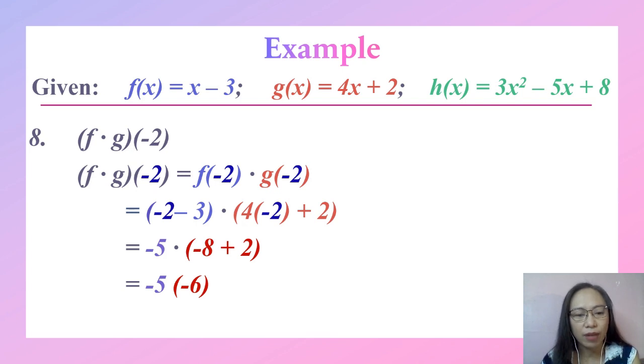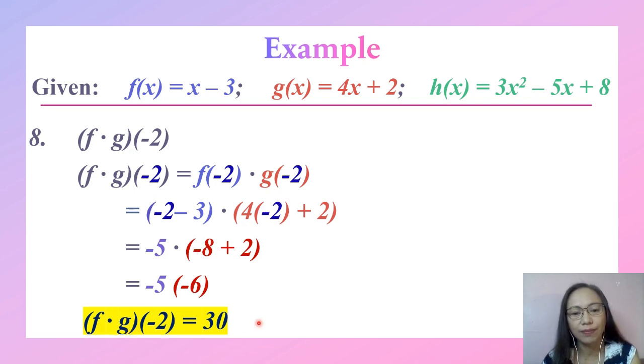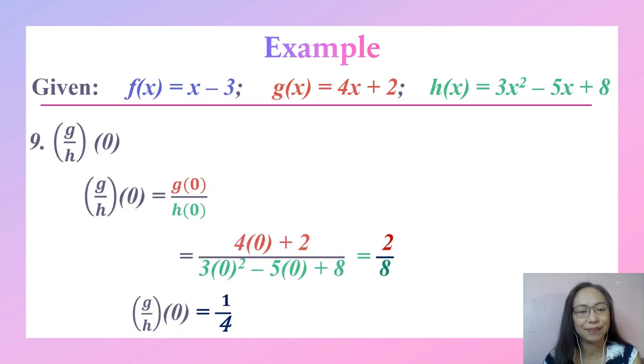Now we have a product here because this is now multiplication. Negative 5 times negative 6, that gives you 30. Finally, f times g of negative 2 is equal to 30. We're almost there. For division, g over h of 0. So by definition, you have g at 0 divided by h of 0.